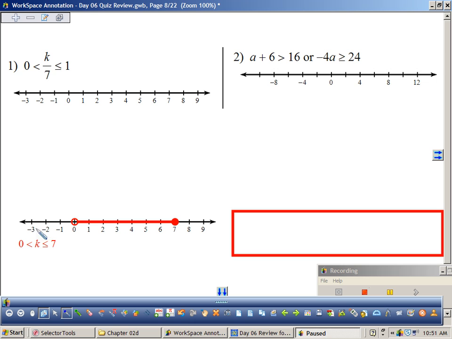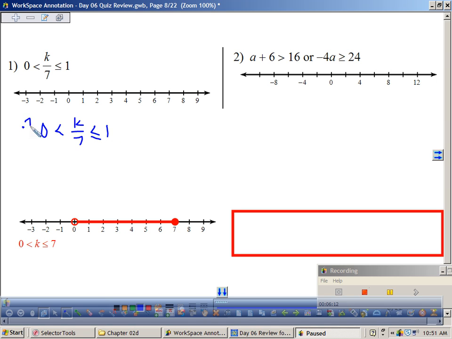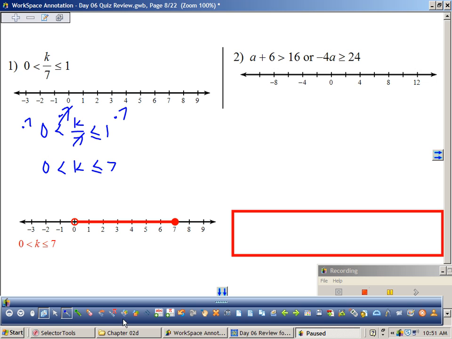So here's your answer to number 1. When I multiply, what am I going to multiply both sides by? By 7. Right? When we multiply everybody by 7, the fraction goes away, right? What's 7 times 0? 0. So K is in between 7 and 0, just like that.